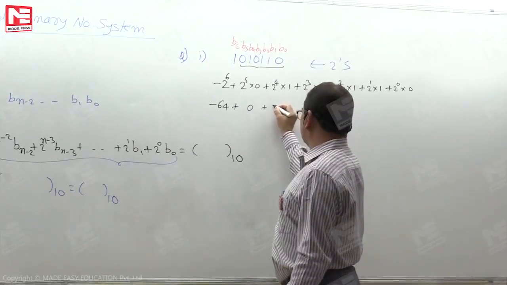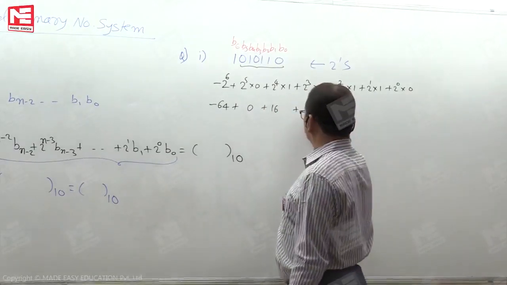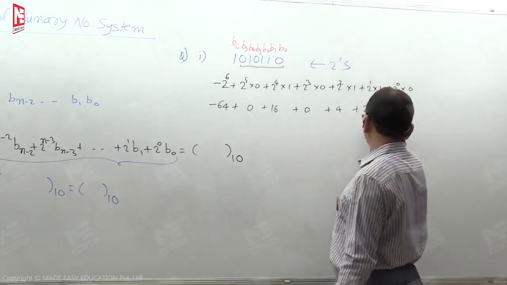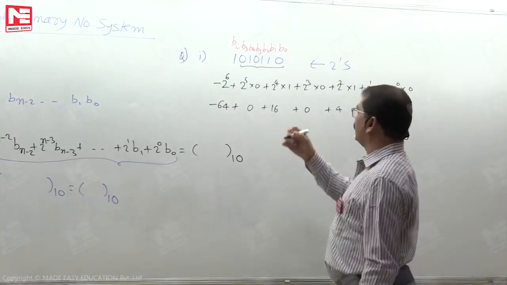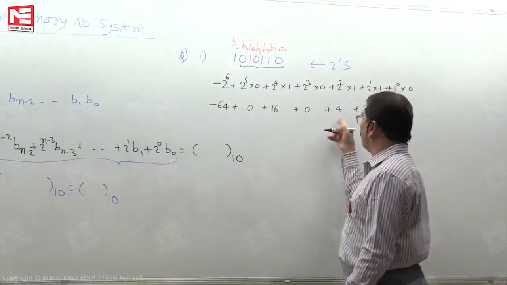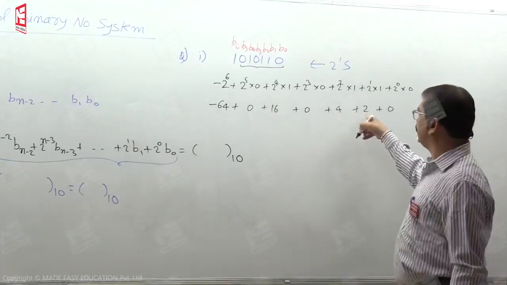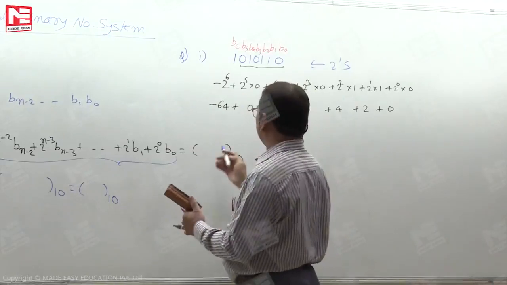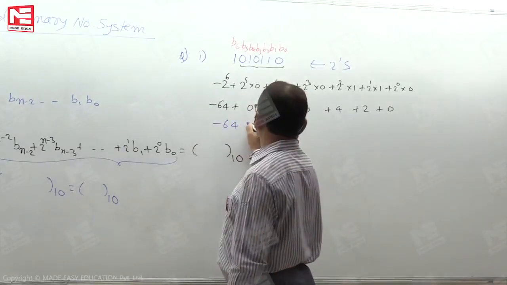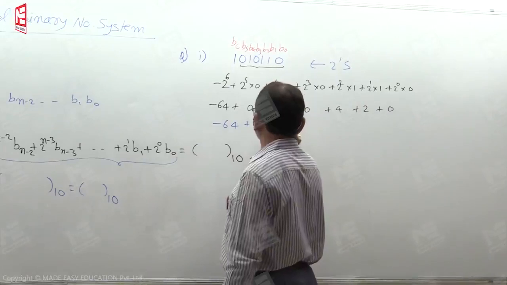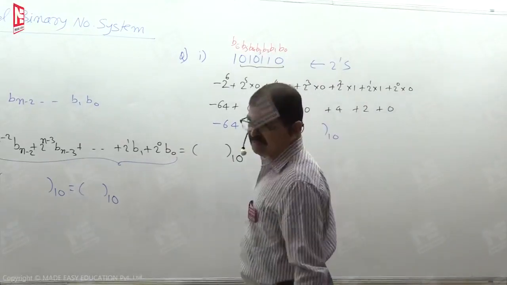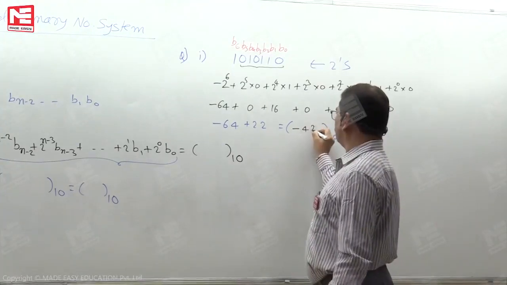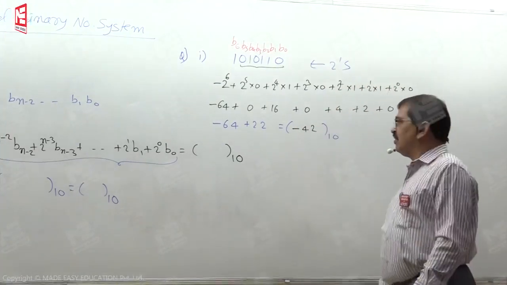2 to the power of 4 is 16. It is 0. 2 to the power of 2 is 4. 2 to the power of 1 is 2. It is 0. So effectively, 16 plus 4 is 20, plus 2 is 22. Hence, this is minus 64 plus 22. It is giving a decimal value as minus, I think, 42. Minus 42.